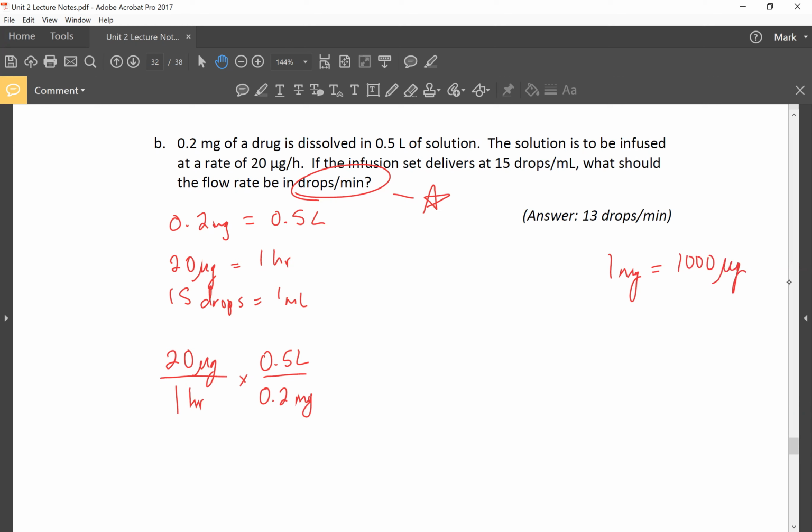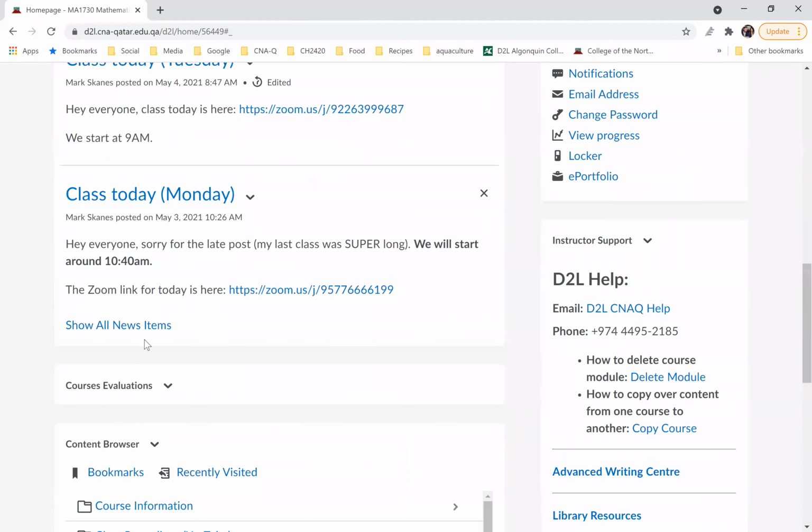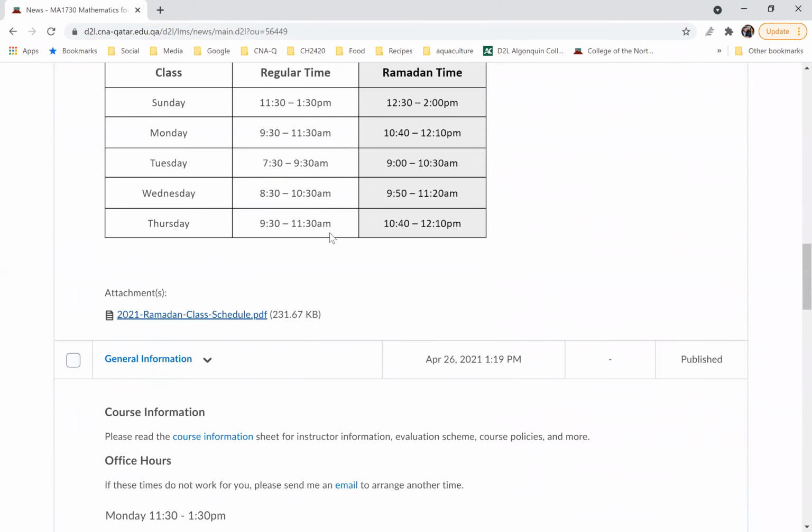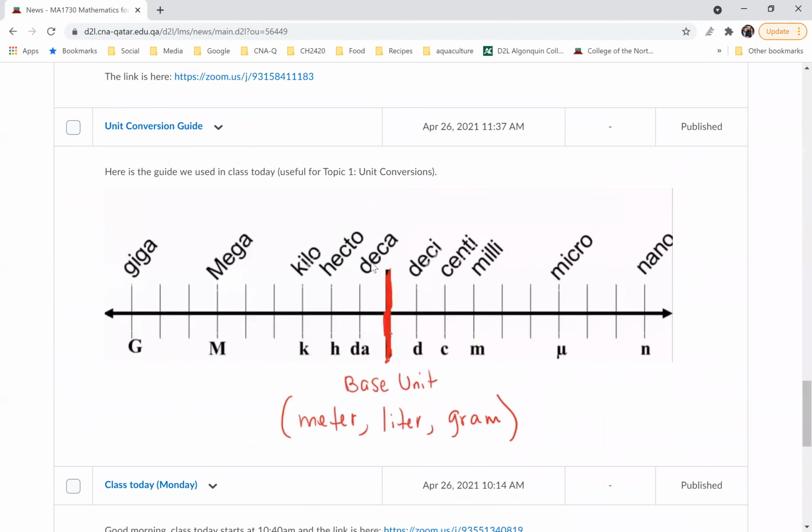Where did that come from? You have to remember, and don't worry, this information, what I'm about to show you will be given on a test or an assignment. You have to remember that you are expected to convert from liters to milliliters or meters to kilometers. I guess not really for pharmacy, but you might have to convert from micro to milli. And to do that, a long time ago, if I go here to show all news items, a long time ago, I shared with you this.